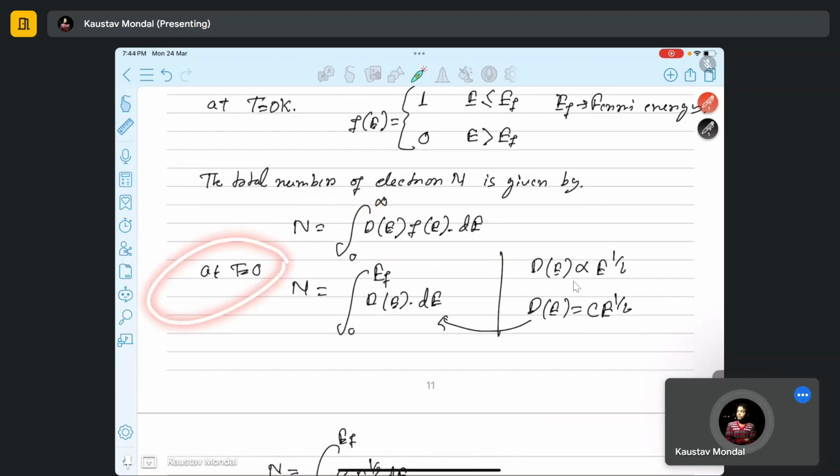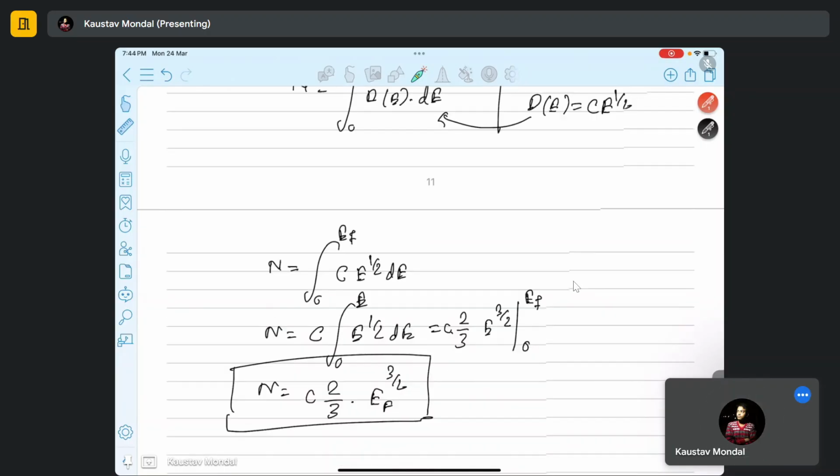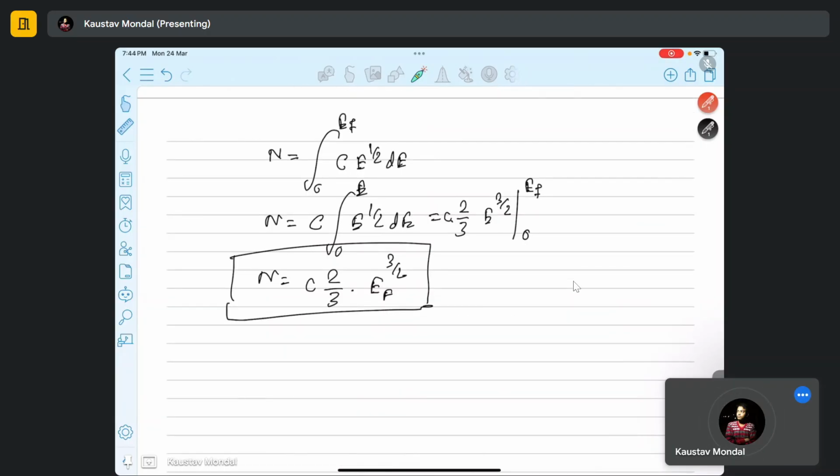But in our case this is happening at T equal to 0, so the upper limit would be simply EF, the Fermi energy level, because if we exceed the Fermi energy level the probability of occupation becomes 0. Having the limits, if you substitute the density of states and do the integration, this gives the total number of particles. So problem number 4 is done. Now we go to problem number 5.